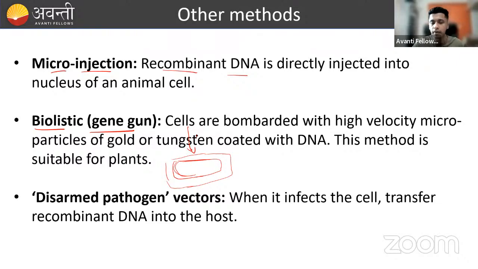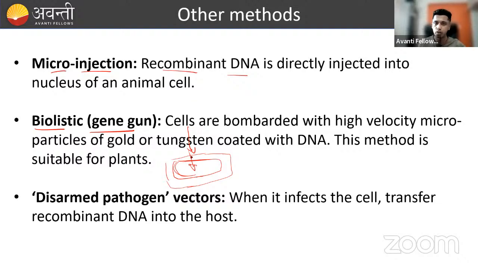When we bombard at a very high velocity, the DNA is protected by the metal nanoparticles like gold and tungsten. Once it is bombarded, it goes into the nucleus. There the DNA gets free from the gold or tungsten coating and then gets incorporated into the plant nucleus. So this is another method. This biolistics cannot be used on animal tissues. Why? Because animal tissues are very sensitive. If you expose animal cells to biolistics, the cells will explode. It's not possible.